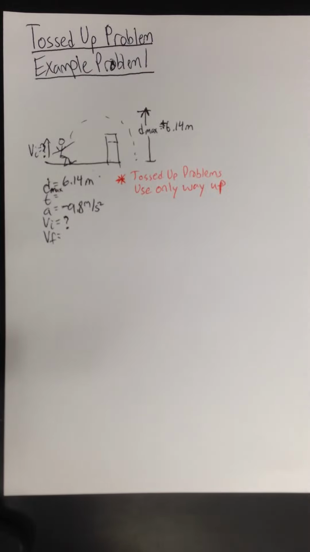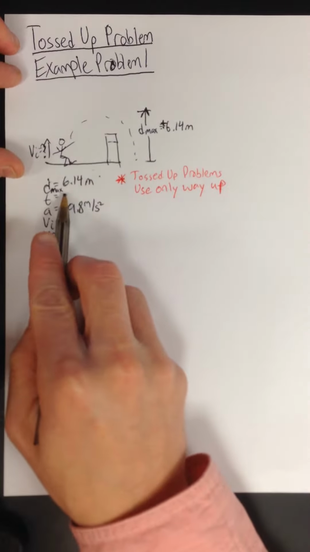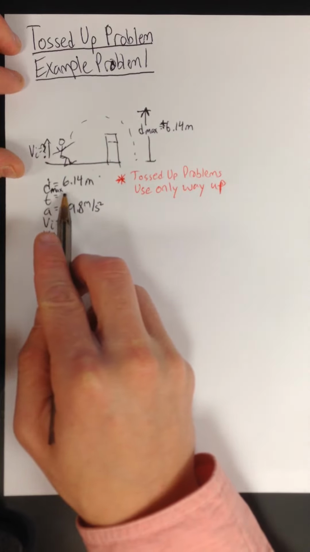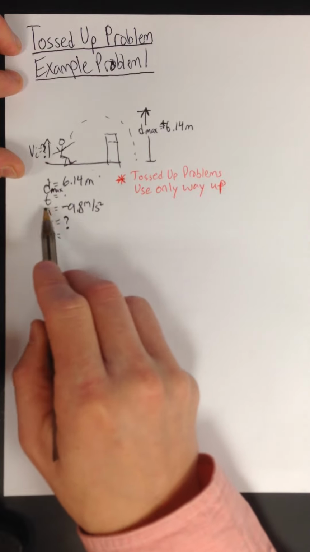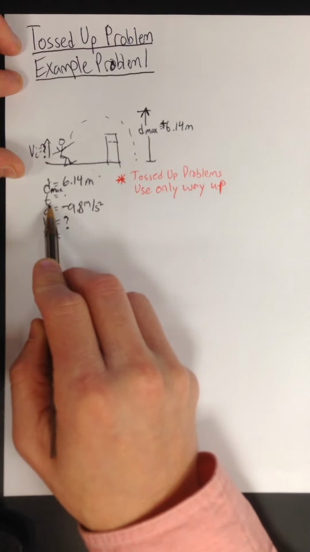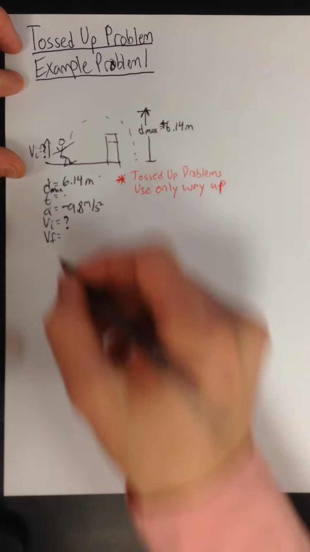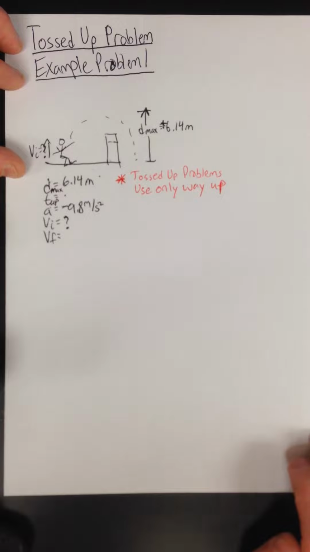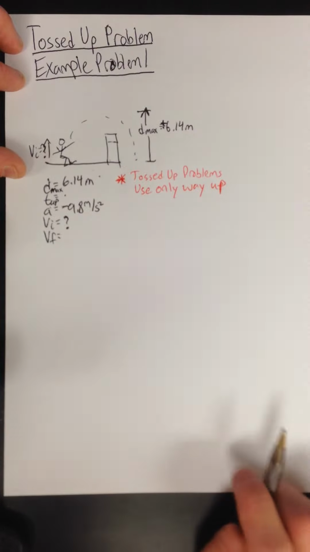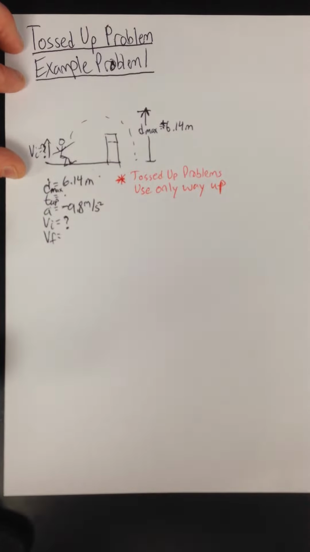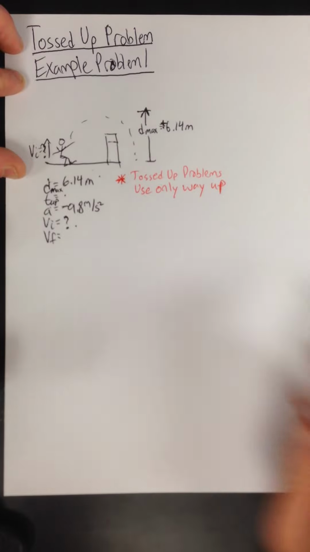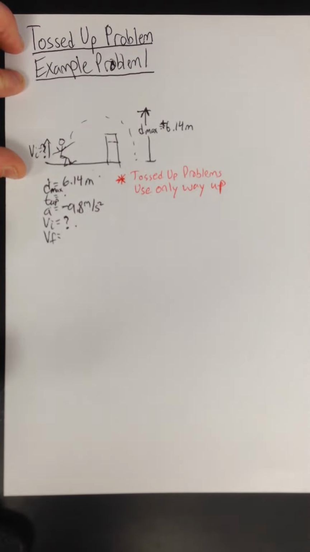Since we're only using the way up, let's check our givens again. How much distance does he go on the way up? 6.14 meters up to the top. Correct. How much time does it take him to go up? Well, clearly we will be using t up if we use time at all. Acceleration is always gravity's acceleration, even on the way up. Initial velocity is right when the way up starts. Good. And final velocity is when the way up ends.